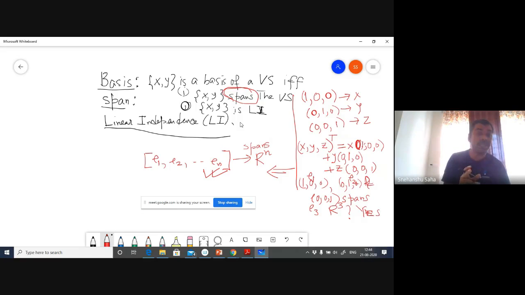The second question, because we are trying to figure out what is a basis. Now, what we said at this point of time is that this guy spans the vector space. But is it a basis?